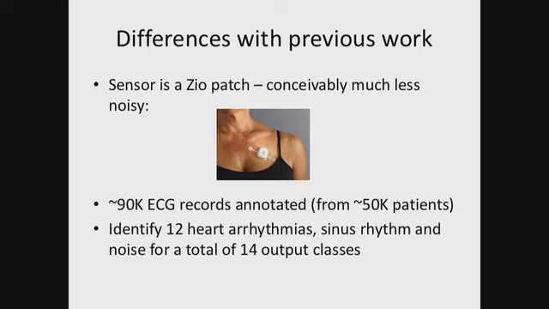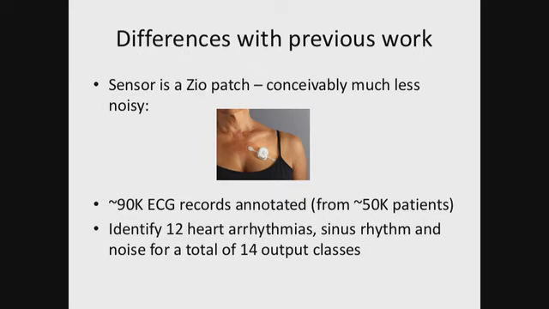And so there are a couple of differences that I want to emphasize relative to the previous work. First, the sensor is different. Whereas the previous work used this AliveCor sensor, in this paper from Stanford, they're using a different sensor called the Zio patch, which is attached to the human body and conceivably much less noisy. Right? So that's one big difference. The second big difference is that there's dramatically more data. Instead of 8,000 patients to train from, now they have over 90,000 records from 50,000 different patients to train from.